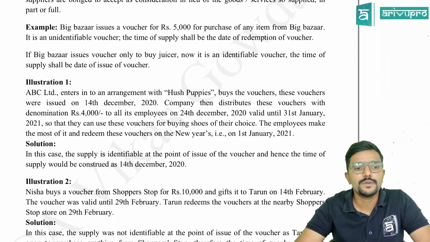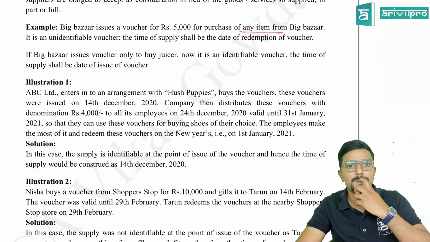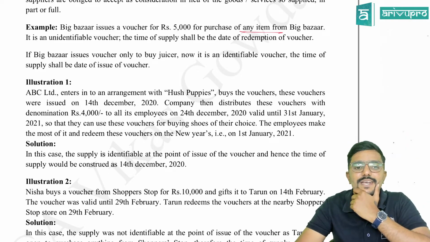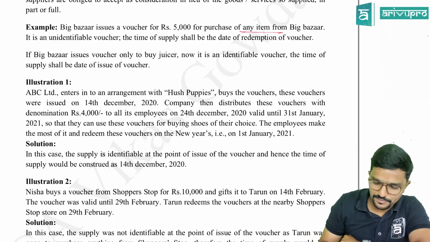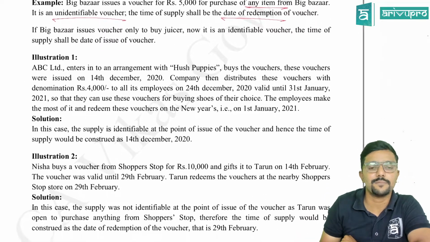We'll go through it. Example: Big Bazaar issues a voucher for 5,000 for purchase of any item from Big Bazaar. So is supply identifiable? No, sir. It is an unidentifiable voucher. The time of supply shall be the date of redemption. So the date of redemption will be the time of supply.